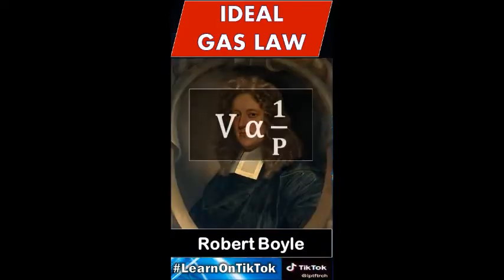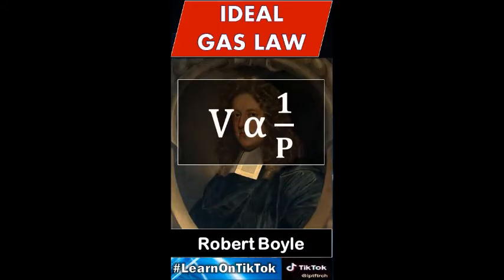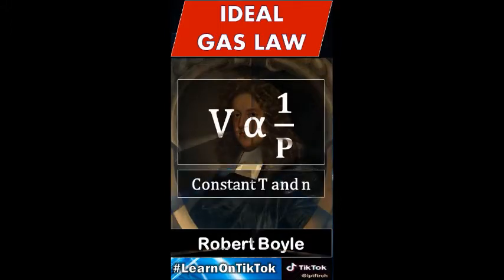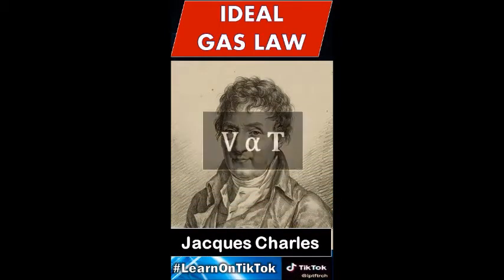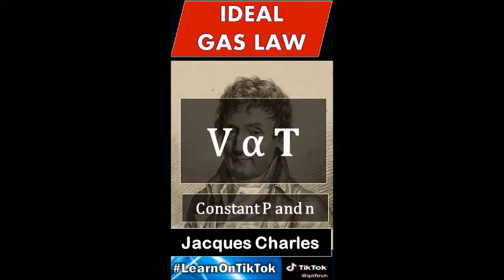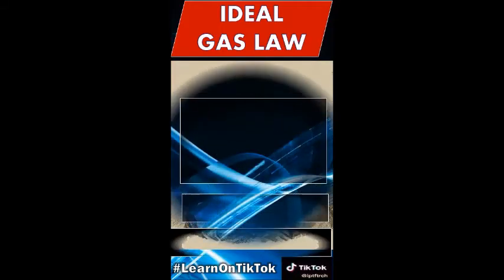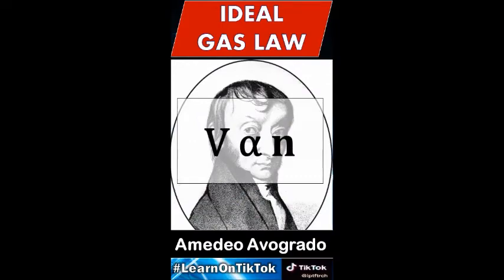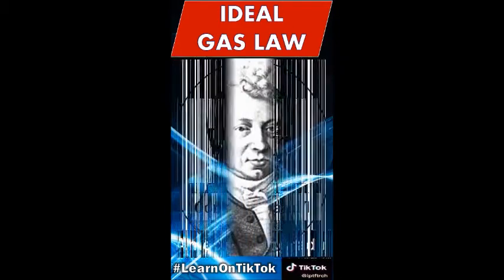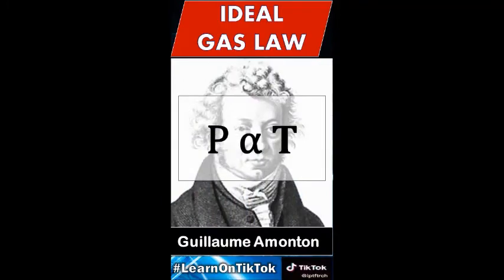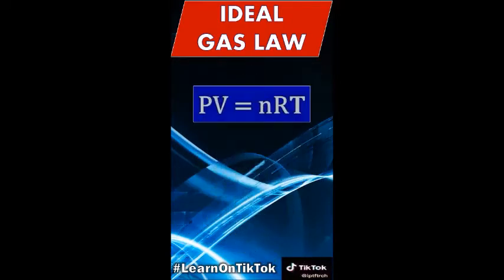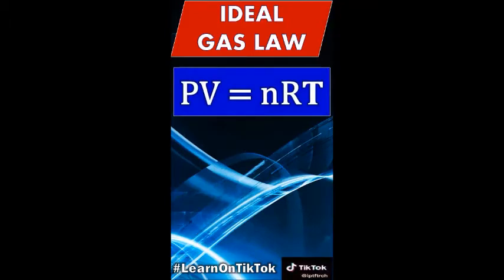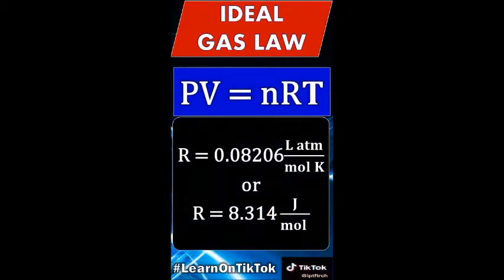Boyle's law states that volume is inversely proportional to pressure, at constant temperature and number of moles. Charles's law states that the volume is proportional to the temperature at constant pressure and number of moles. Avogadro's law is when volume is proportional to the number of moles, at constant pressure and temperature. Amontons' law is when pressure is directly proportional to the temperature, when volume is kept constant. Combining all these ideas leads to the famous formula, PV = nRT, where R is the proportionality constant, or the gas constant.